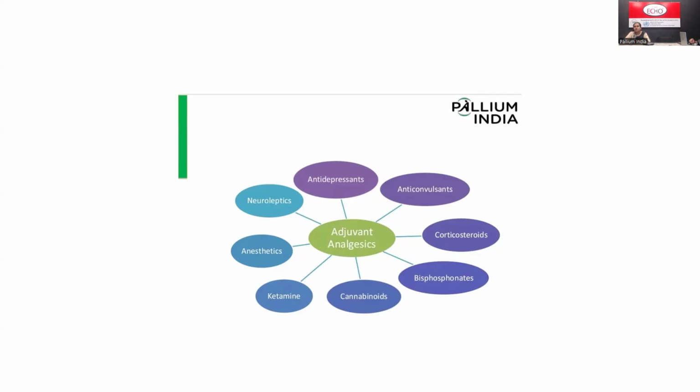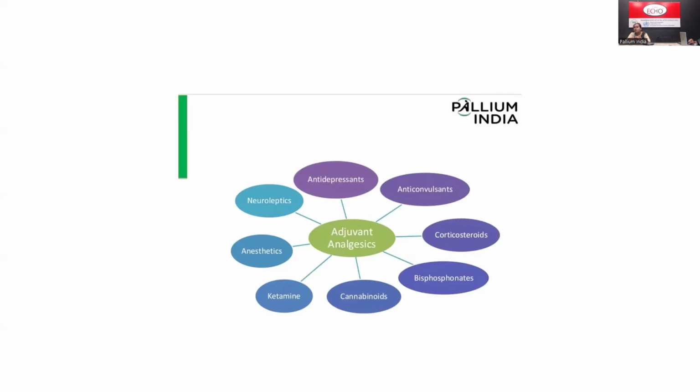And corticosteroid. Okay, what does the steroids do? That will reduce the peritumoral edema. That will reduce the compression on the nerves. So, if there is any peritumoral edema, these corticosteroids will help to reduce this edema and thereby will reduce the compression on the nerves and will cause relief for the pain. Okay, and bisphosphonates in order to improve the bone strength. Cannabinoids, ketamine, anesthetics, neuroleptics, all these things can be used as an adjuvant.